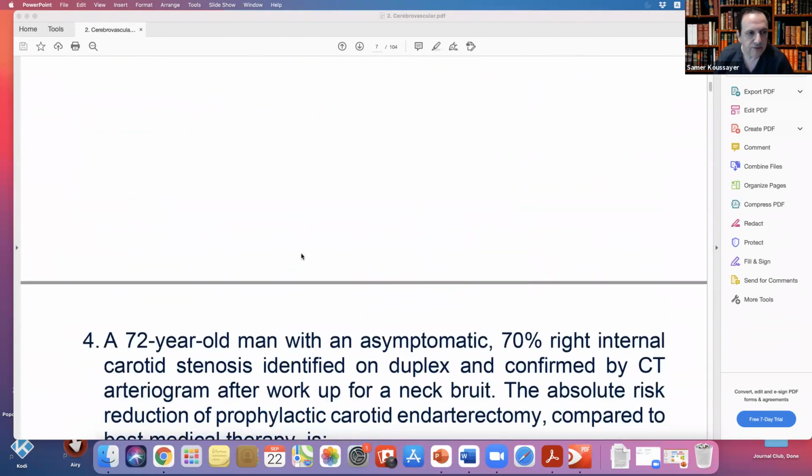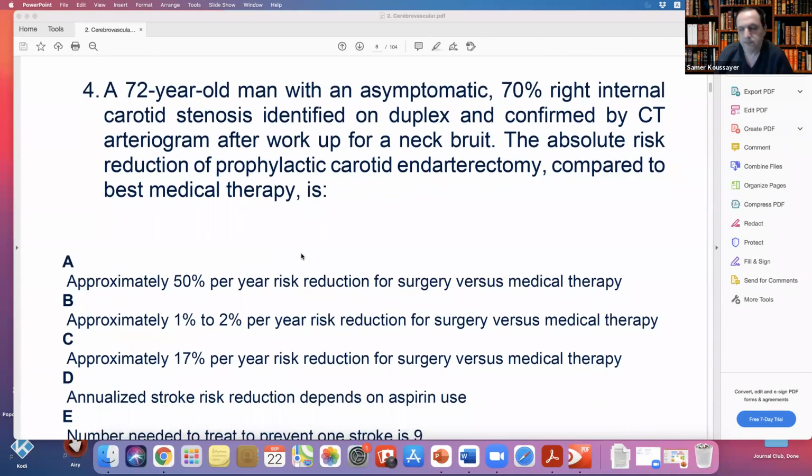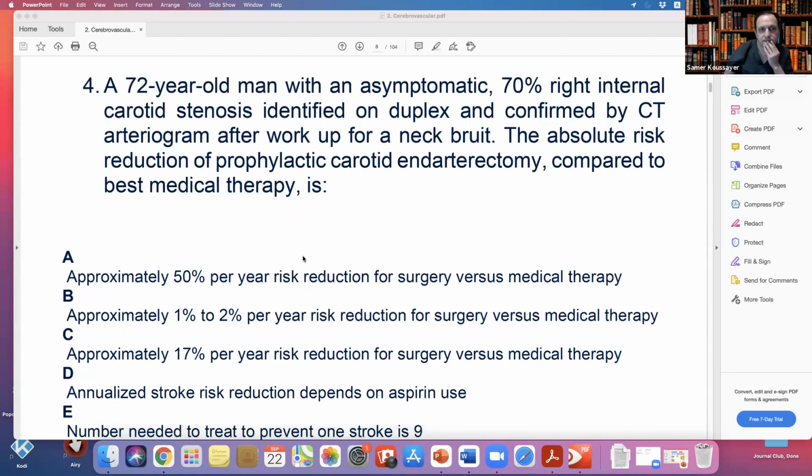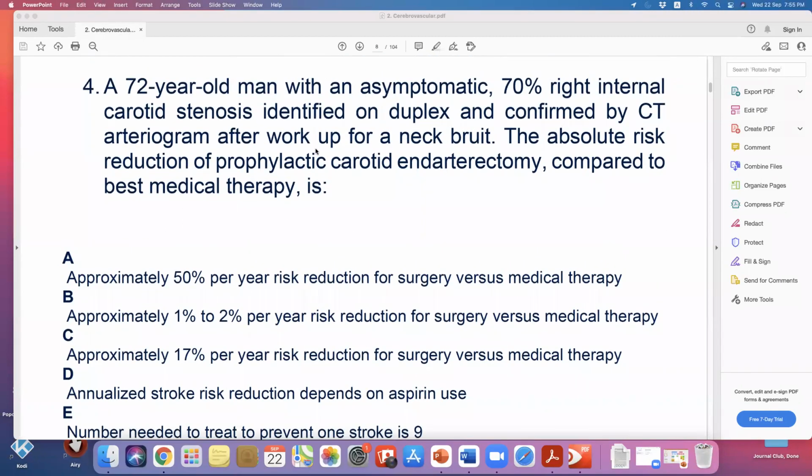Let's see what number 4 is. Okay, Sam. Can you see the question? Dr. Samer, I can't see the questions. Why is that? Only you or everyone? Now I can see it. Maybe it was just lagging. You can see it now? Yes, sure.